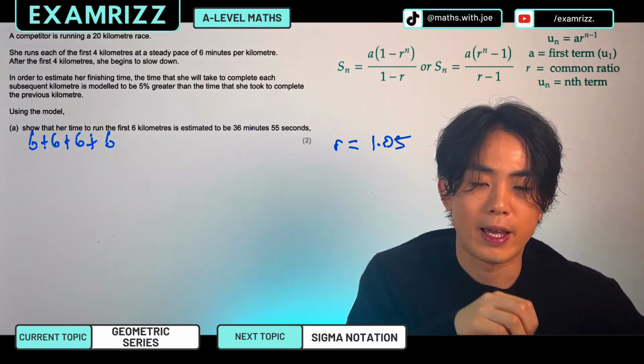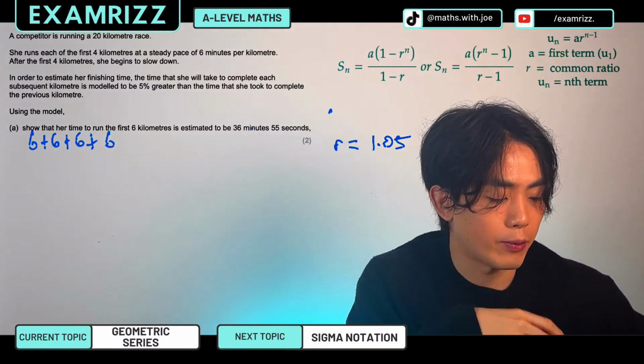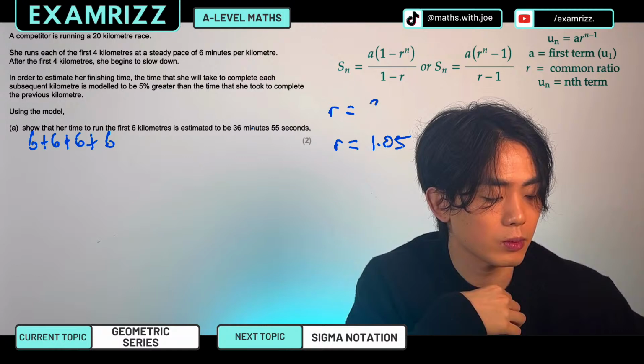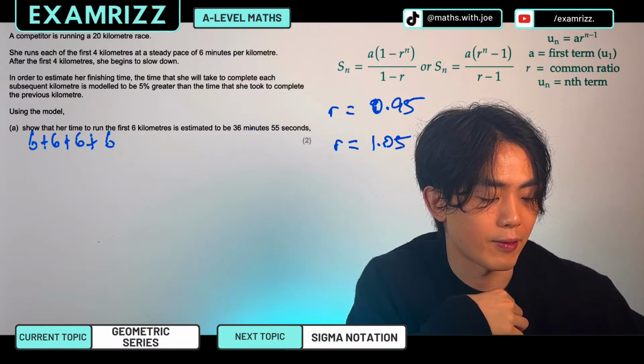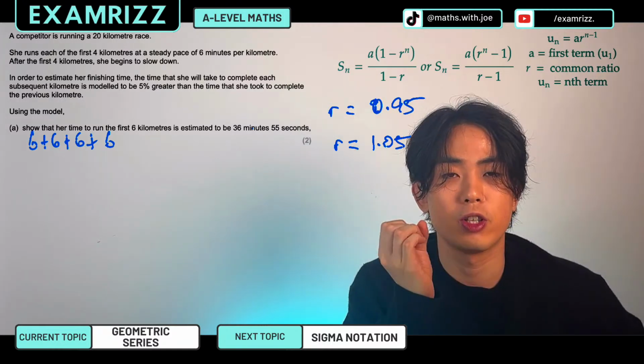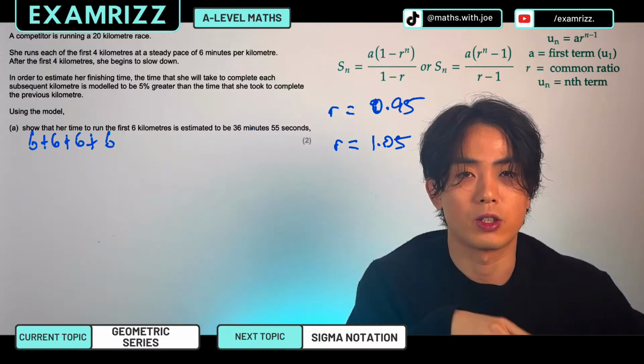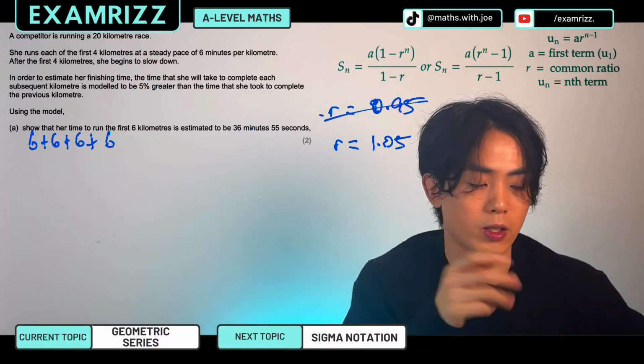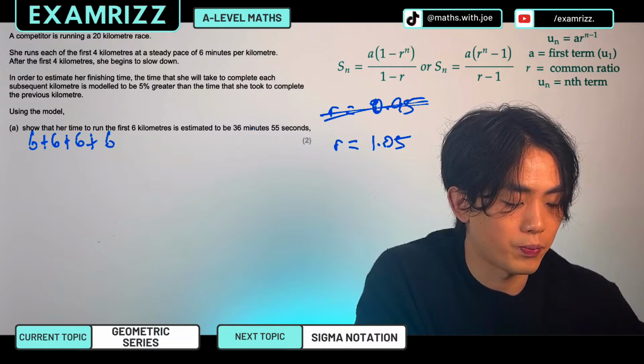Now, if they were to say it decreases, what you have to use is r equal to 0.95, because it's going to decrease the time. So make sure you know how to convert percentages into r values, okay? So we're going to look at when r is 1.05.